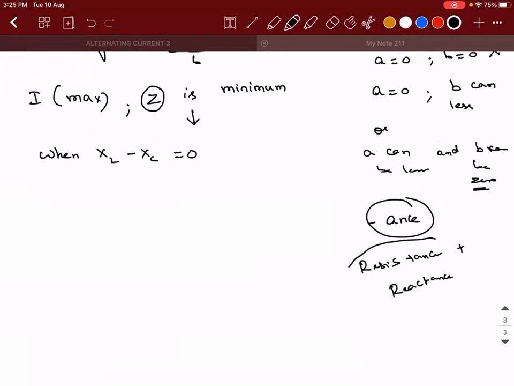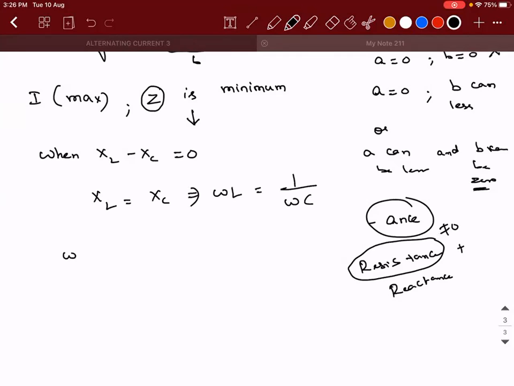Remember, resistance cannot be equal to 0. So when can Z be made minimum? Only when XL minus XC is equal to 0, so XL should be equal to XC. Observe, there is an important conclusion that we are going to draw here. What is the value of XL? It is omega L. This will be equal to 1 by omega C.